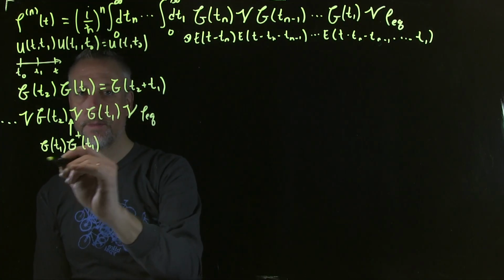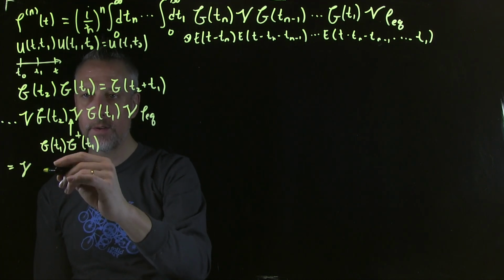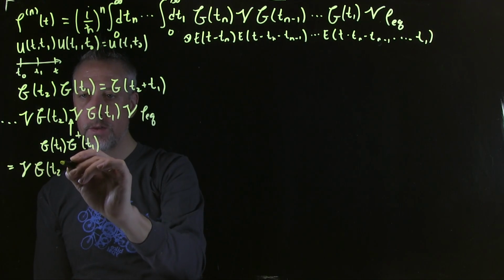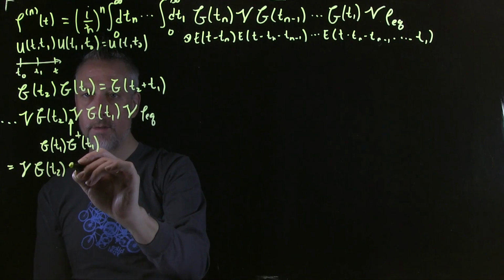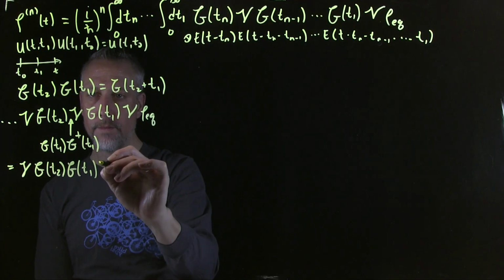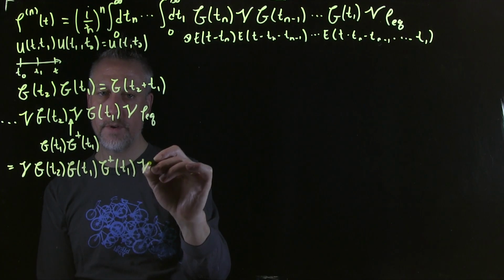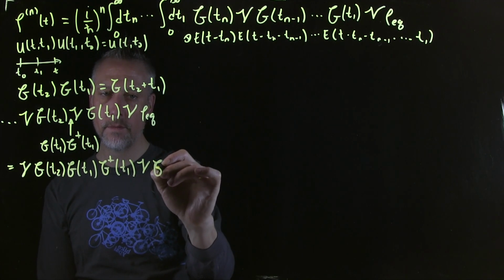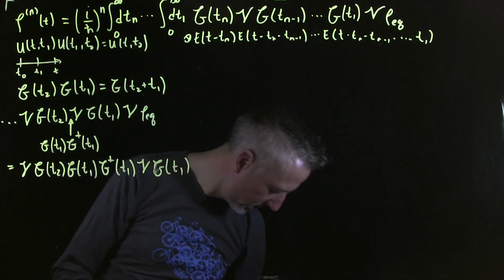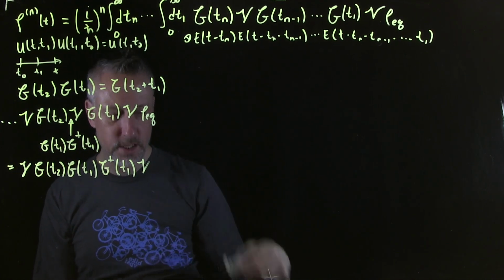And when we do this, what do we get? So we still have the V. The V out front is not actually that interesting, but we have the G(t2), we have the G(t1), G dagger(t1), V, G(t1). Oh, it's hard to draw these script G's. I should practice my script G drawing.